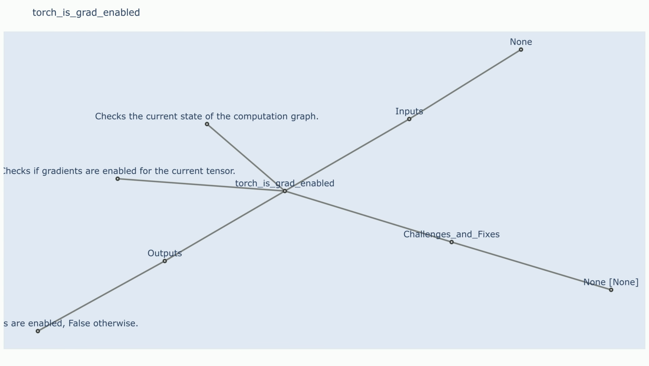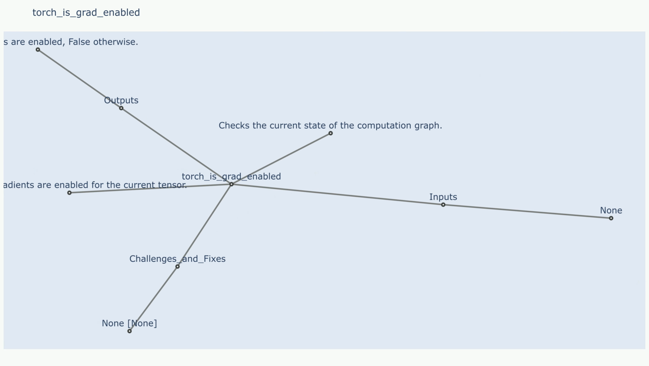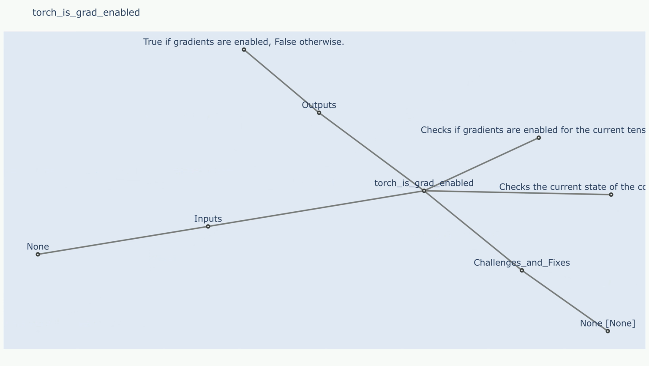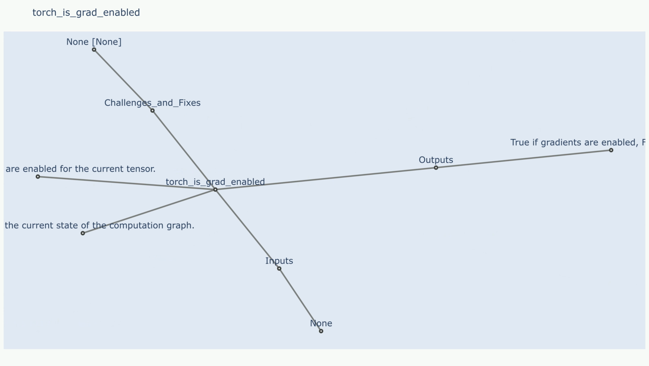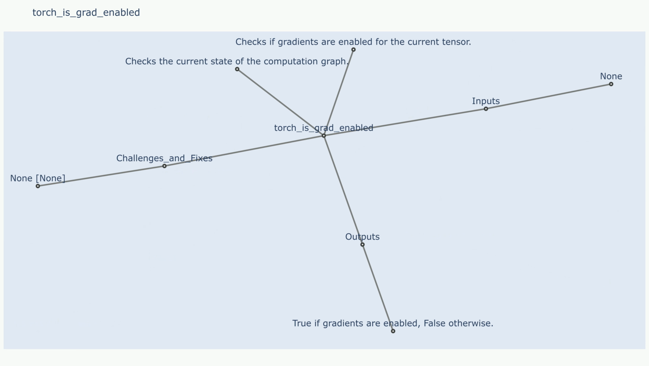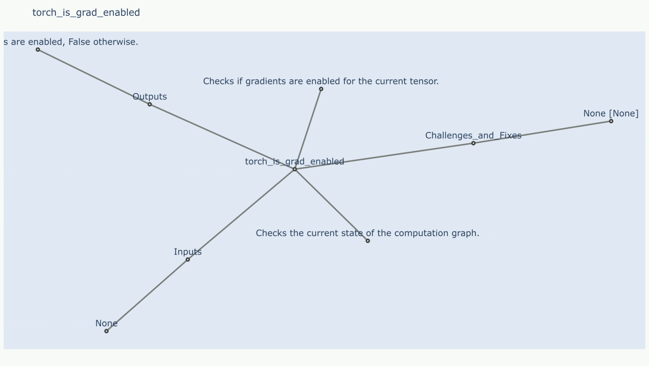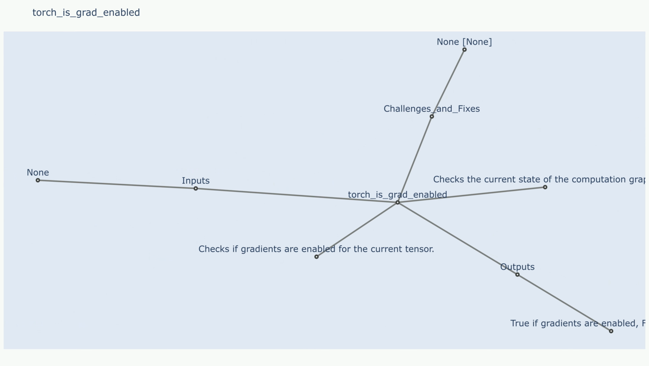torch.is_grad_enabled. Description. Inputs: none. It returns a Boolean value indicating whether gradient calculations are enabled for the current context. True indicates that gradients are enabled, while false indicates that gradients are disabled. Steps. The function checks the global gradient enabled flag within PyTorch. It returns a Boolean value representing the current state of the flag.